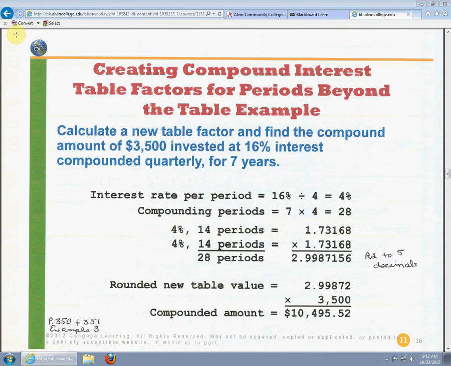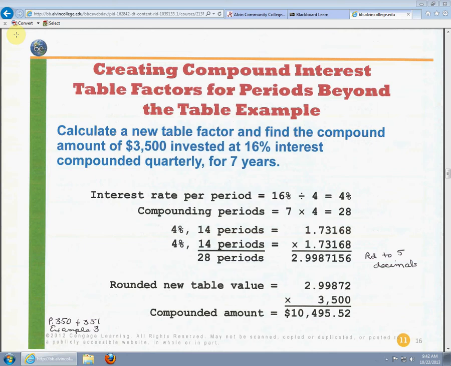Okay, we need to calculate a new table factor and find the compound amount of $3,500 if we invest it at 6% interest compounded quarterly for 7 years. Okay, for 7 years, correct. So first thing you need to do is find your interest rate per period. So if it's quarterly, you're going to divide 16% by 4, so it's 4%, okay, for each of the quarters. Compounding period, it's 7 years. You're getting paid 4 times per year, so it's 28.